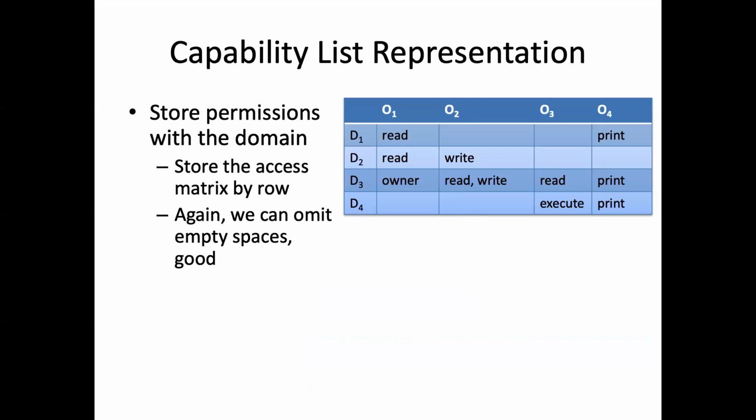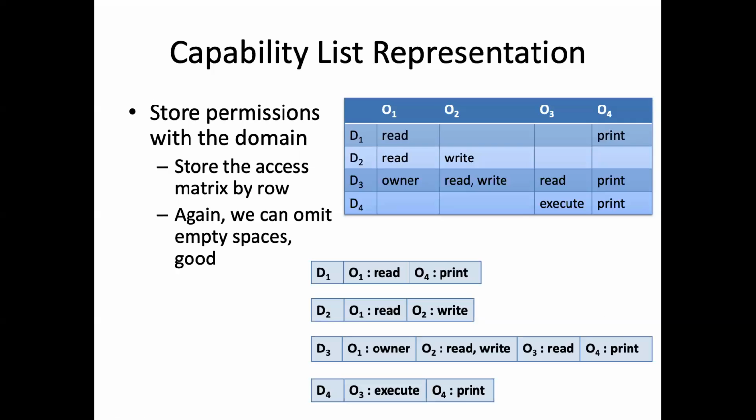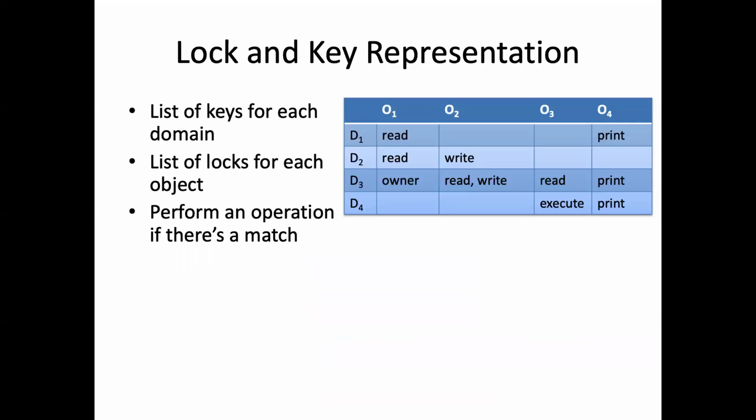So backing up a couple of slides. An access list stores permission information for each object. A capability list stores permission information for each domain. There's one more way we could go, and this is something that you'll see in a lot of representations in practice: there are some advantages to storing permission information associated with both the domain and the object. And lock and key gives us a mechanism for doing that.